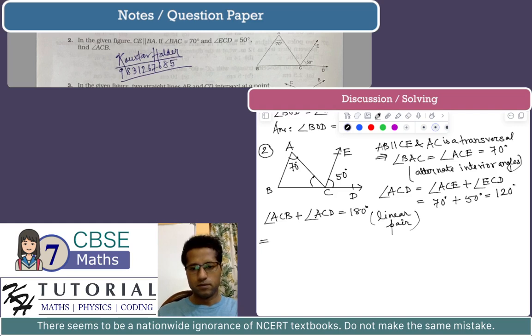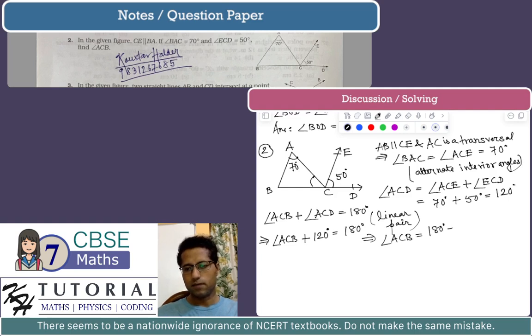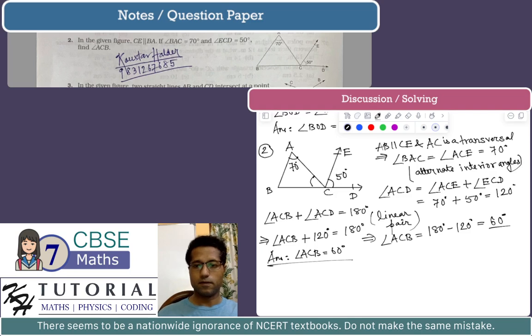So this implies angle ACB plus angle ACD, which we found to be 120 degree, is equal to 180 degree. So this implies angle ACB is equal to 180 degree minus 120 degree, which is equal to 60 degree. So the answer is angle ACB is equal to 60 degree.